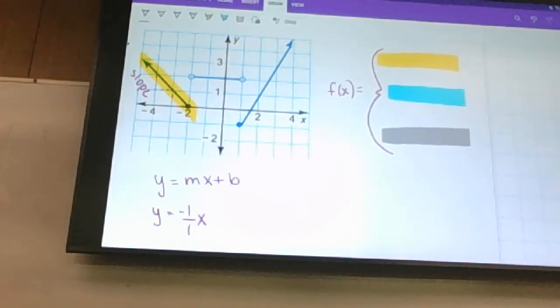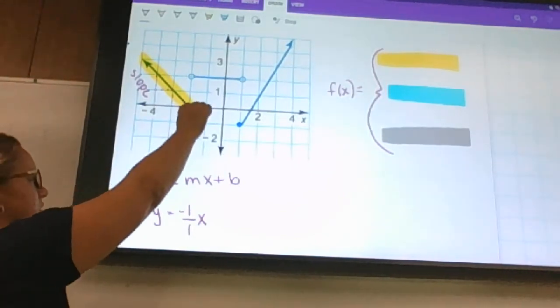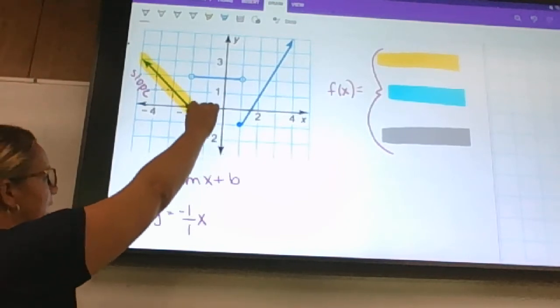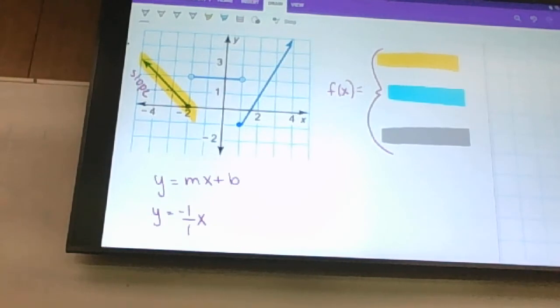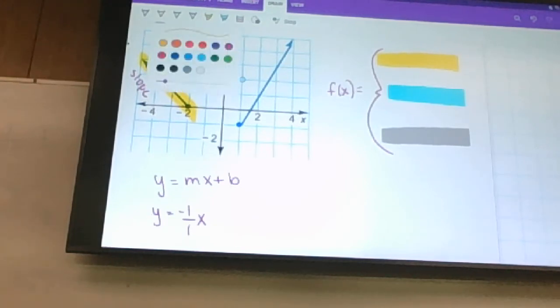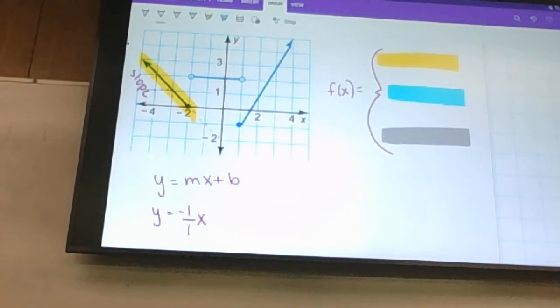My y-intercept I can't see. I have to keep drawing my line to see my y-intercept. My b value, if I were to extend, would be right here. So I'm going to say -2. So observe slope and y-intercept.